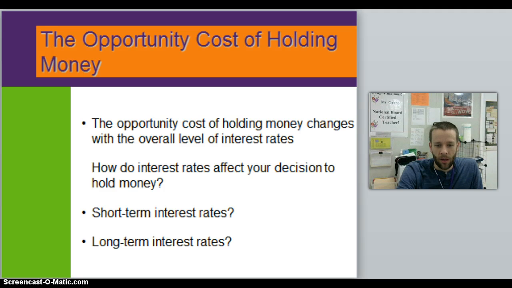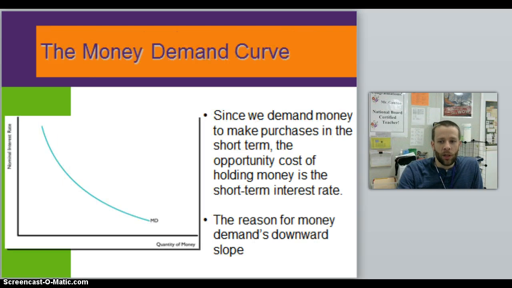One of the things that we're going to talk about in this is this idea of short-term versus long-term interest rates. Intuitively, there's a general result. The higher the short-term interest rate, the higher the opportunity cost of holding money. The lower the short-term interest rate, the lower the opportunity cost of money, right? What are you giving up by holding this money? Lower interest rate means you're not giving up as much. And we generally only consider the short term because we demand money to make purchases in the short term. So the opportunity cost of holding money is the short-term interest rate.